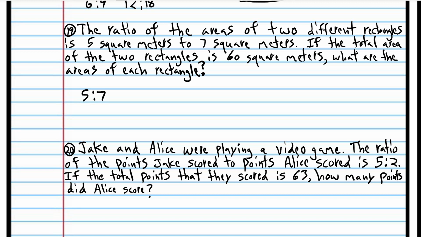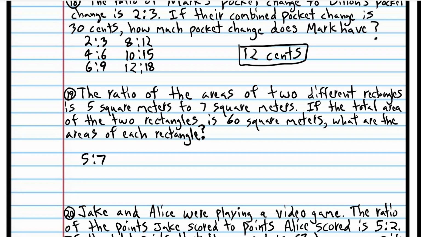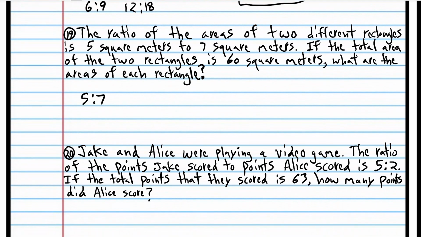But these numbers don't represent the actual areas. These numbers just represent the relation between the areas in lowest terms. So we don't want lowest terms, because if you add these two numbers together, 5 plus 7, that's 12. That's a long ways away from 60. So what we're going to do is we're going to just do the same thing we did up here. We're just going to start multiplying. But in this case, I want to get there a little faster.